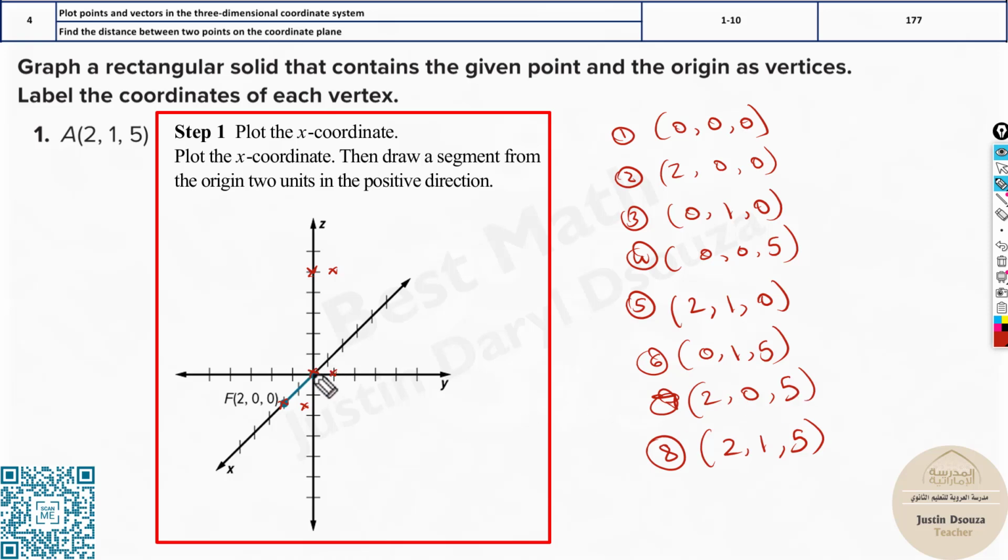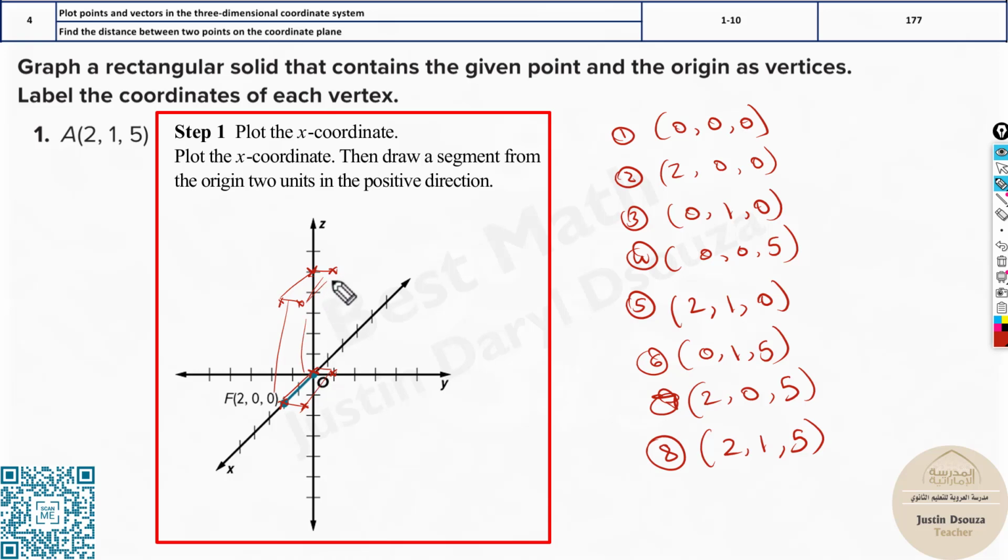2, 0, 5. That is 1, 2. No y, just 5 up over here somewhere. It will be in the middle like this, I believe. Then 2, 1, 5. That will be somewhere over here. So that will be the answer. Now if you join them, these were the points, right? We got, yes.